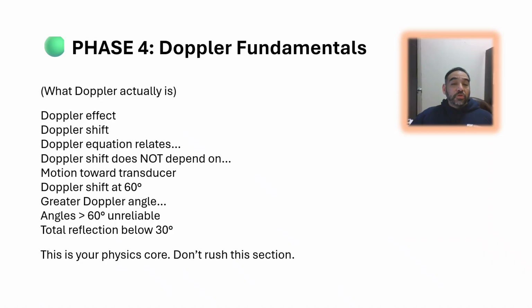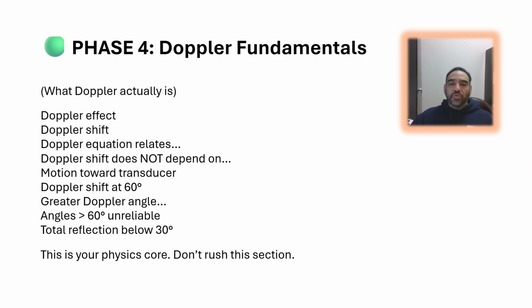Okay, now that we've arrived at the core of Doppler, what is it actually? So we begin with the Doppler effect, the overall principle that a change in frequency occurs when there is motion between a source and a reflector. And from there, we narrow it to the Doppler shift, which is the specific difference between transmitted frequency and received frequency. And that shift is what we measure. Next, we examine what the Doppler equation relates: how velocity, transmitted frequency, cosine of the Doppler angle, and the speed of sound in tissue fit together. And this equation is the mathematical bridge between motion and measurable frequency change.